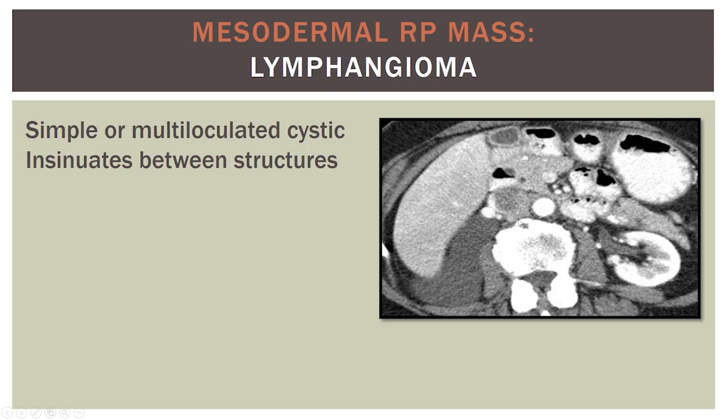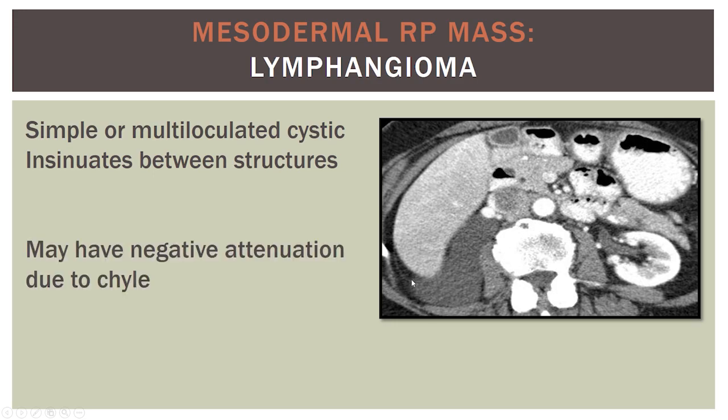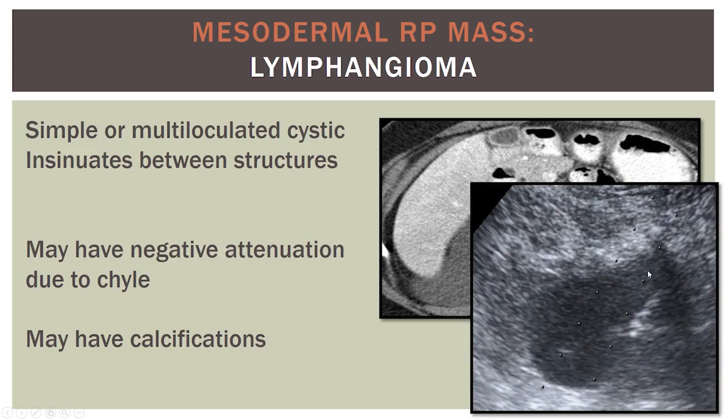Lymphangiomas have the typical look of simple and multiloculated cystic spaces that insinuate in between normal structures without invasion. They can have negative attenuation areas due to presence of chyle. They may have calcifications. Once you put the ultrasound transducer to biopsy the lesion, you notice that it's predominantly cystic, so you get suspicious that this is probably lymphangioma, not a solid tumor. So a diagnosis is easier on ultrasound than CT.